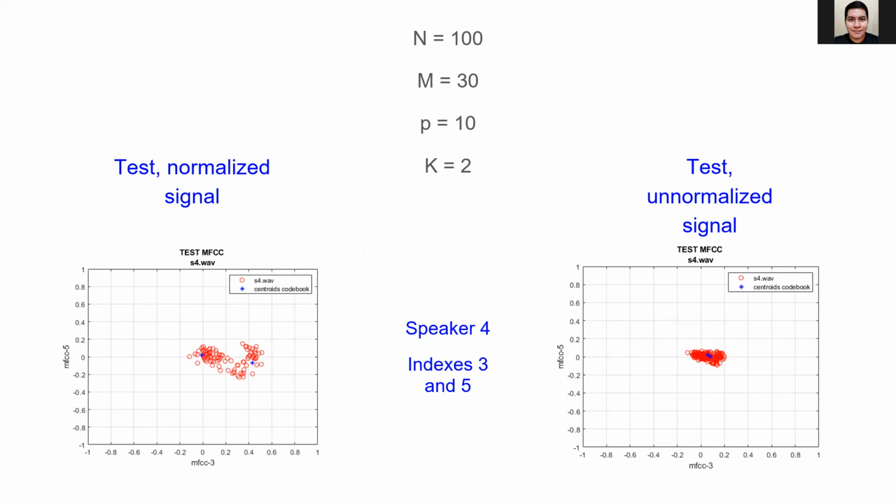So we played with the parameters, and here we show the results of a window size of 100 samples, an overlap of 30 samples, a filter bank of length 10, and only 2 clusters. To the left, we see the test result of the normalized signal for speaker number 4, and to the right, the same result for the original signal without the normalization stage. The most important thing to notice here is that the clusters get closer when we skip the normalization stage.